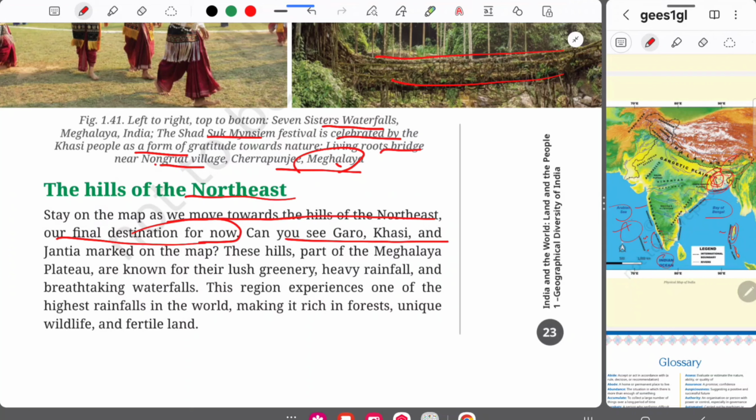Can you see the Garo, Khasi, Jaintia marked on the map? You can see this portion, especially in Meghalaya. We are talking about the hills of Meghalaya. These hills are part of the Meghalaya plateau. As we are talking about the plateau, isn't it?